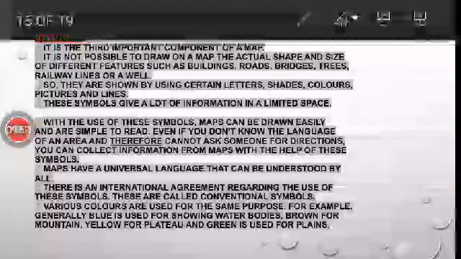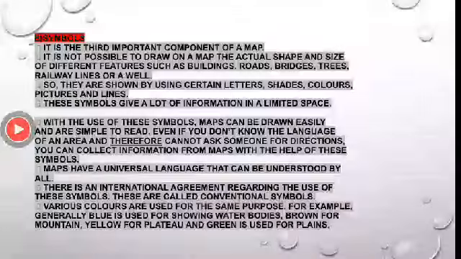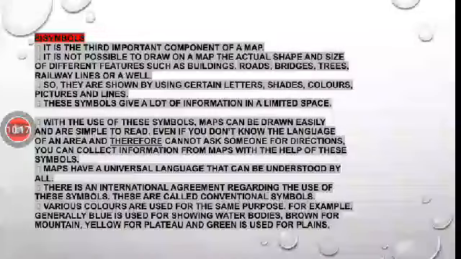Symbol is the third important component of a map. It is not possible to draw on a map the actual shape and size of different features such as buildings, roads, bridges, trees, railway lines, or a well. So they are shown by using certain letters, shades, colors, pictures, and lines. These symbols give a lot of information in a limited space. With the use of these symbols, a map can be drawn easily and is simple to read.